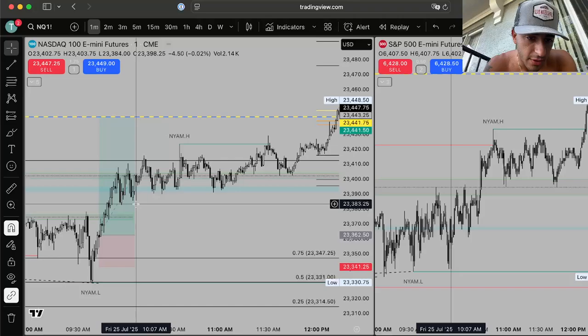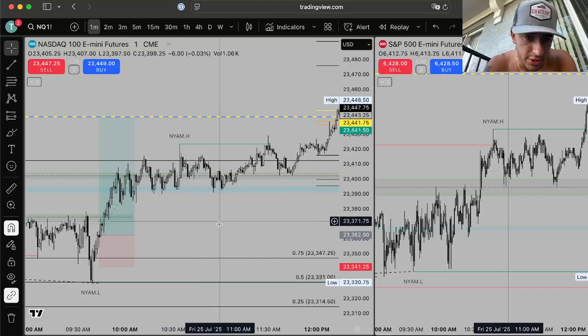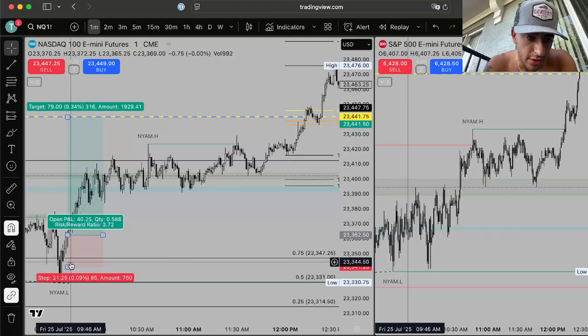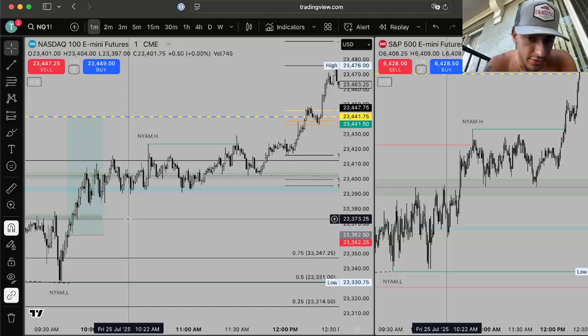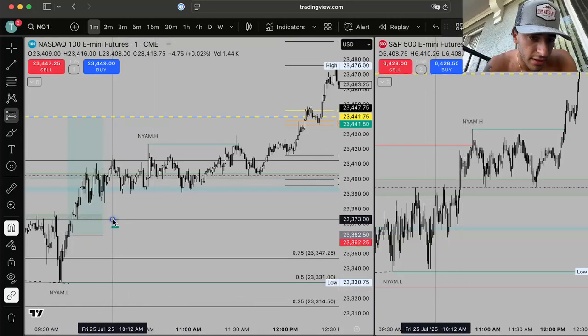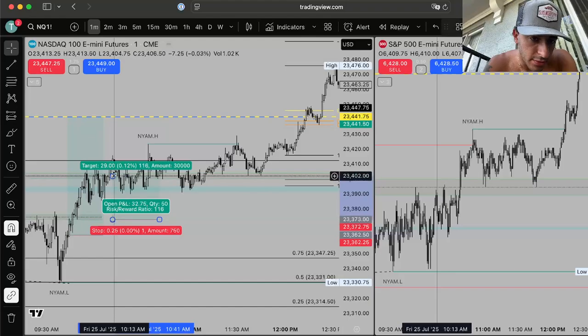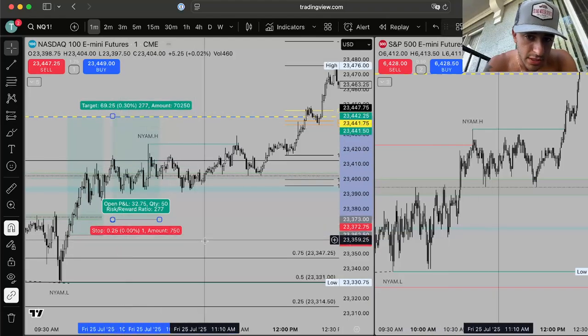I'm trying to think, when did I get stopped out? I believe it was right around here. I said, you know what, I'm just going to get out, even though my stop was at break even, and then I even moved my stop to 373. So at this point in time, this was my runner right here. This was it. This is what I had.